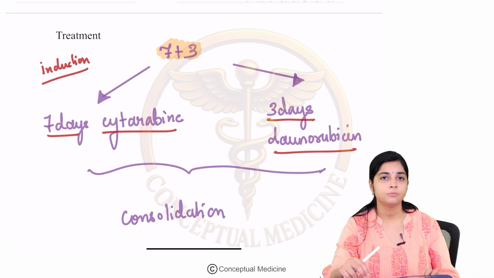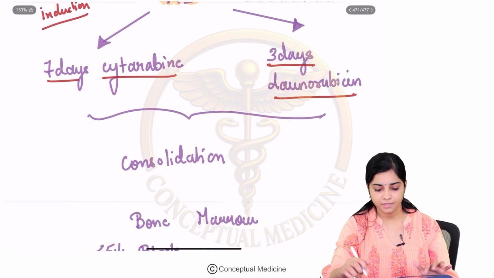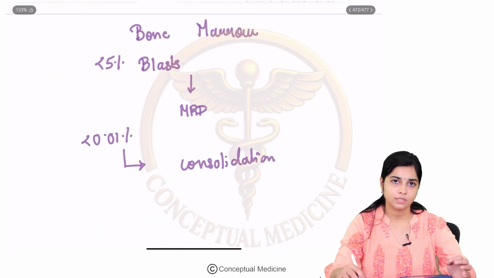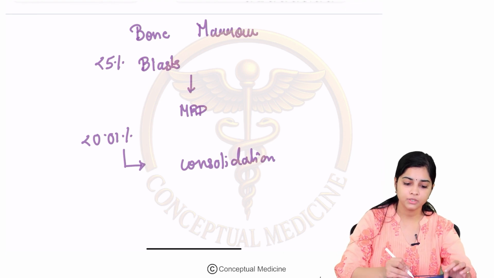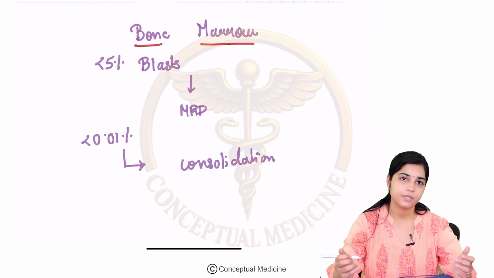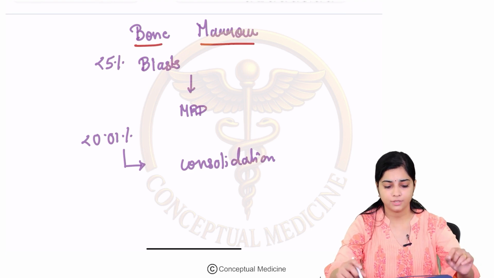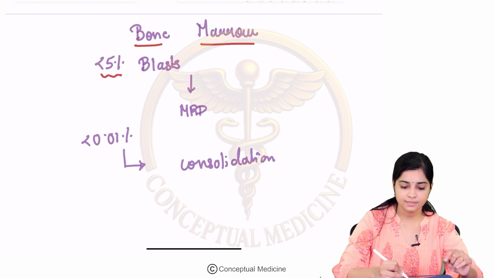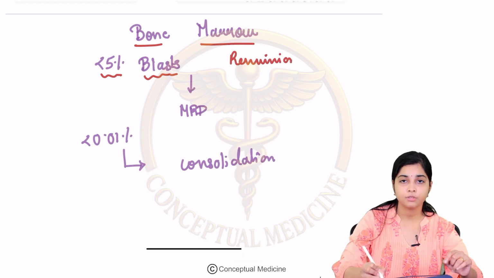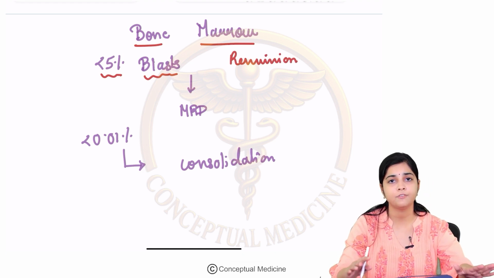And after that, you move on to the consolidation phase. So when you move on to the consolidation phase, what do you have to do? After the induction phase with the 7+3 regimen, you have to repeat a bone marrow examination. And when do you say that the patient is in remission? The patient is in remission when the bone marrow blast cells are less than 5%.